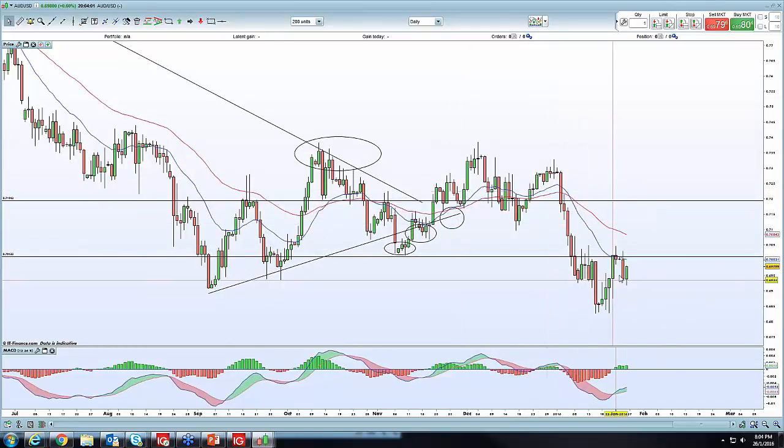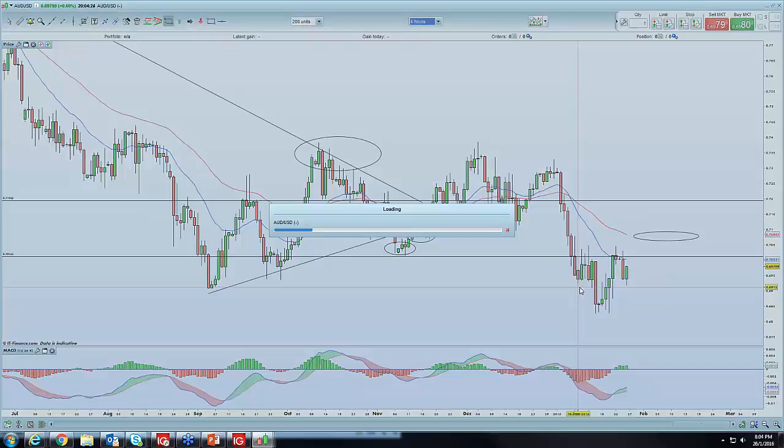What will cause the daily trend to reverse? It will reverse if we break above 70 cents. If we break above 70 cents and above this level here, then it's a reversal to the upside. But as long as we stay below 70 cents, I'm more inclined to think that we might make another push back to the previous low.